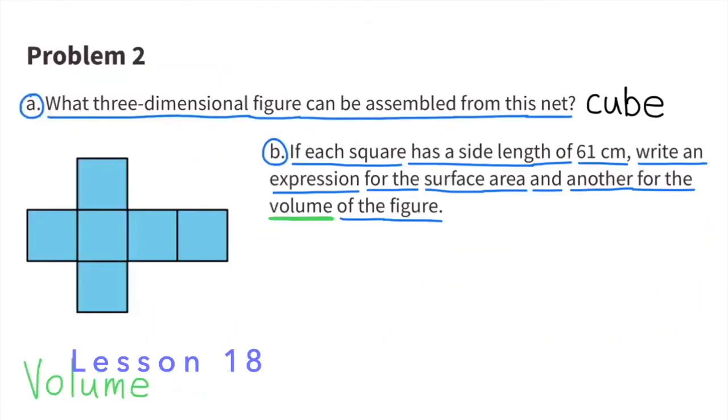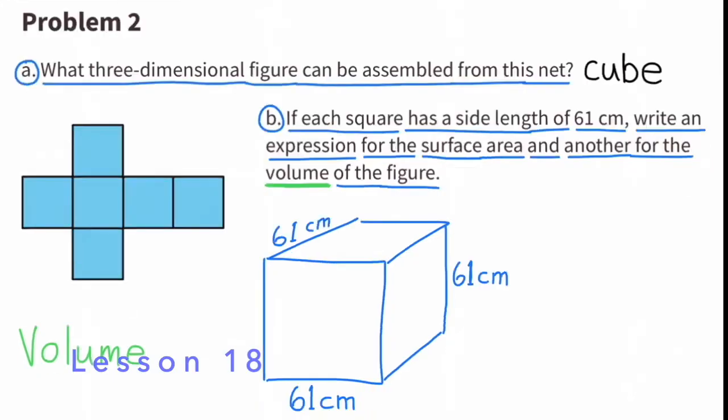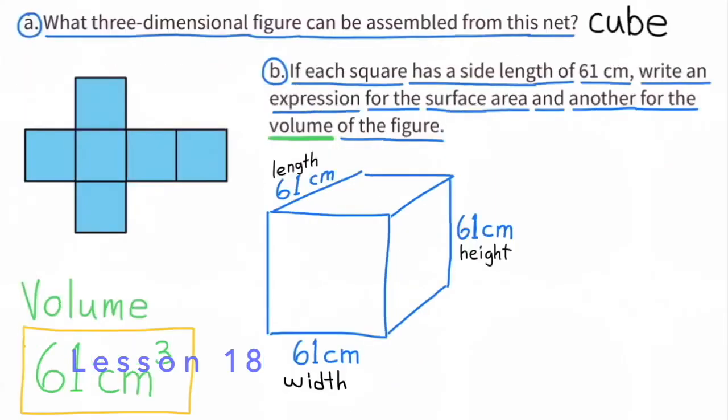And now we need to write an expression that represents the volume of the figure. Since that net forms a cube, I'll start by drawing a cube. 61 times 61 times 61, or width times height times length. The expression that I chose to represent the volume of the figure is 61 centimeters cubed.